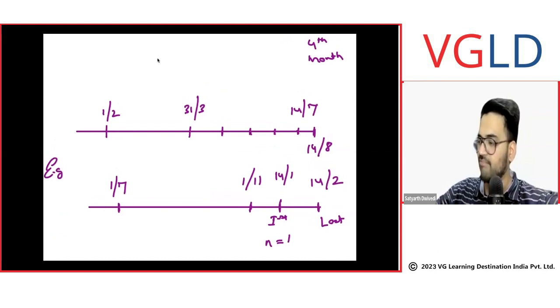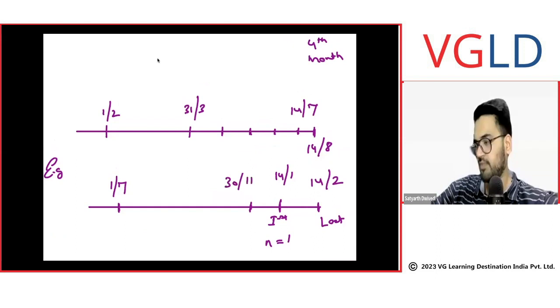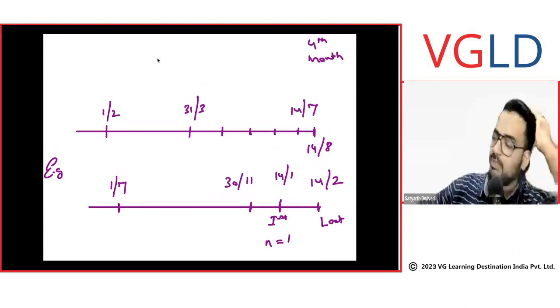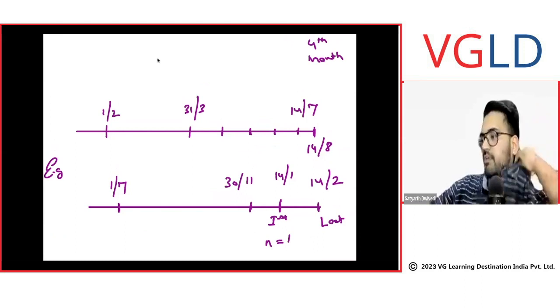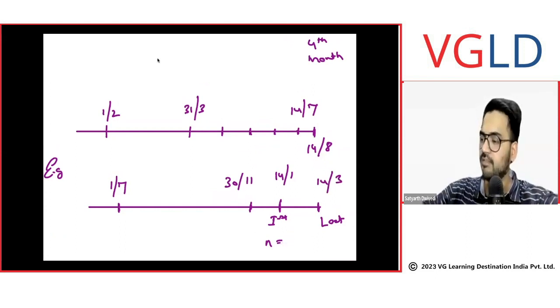If it's a 5 month AP, July, August, September, October, November, it should have been 30th of November. Your first installment is due by this, and your last will be 4th month. So December, January, February, March. No, this is not February, this is March. 14th of March. So in this case, N is equal to how many months? 2 months.